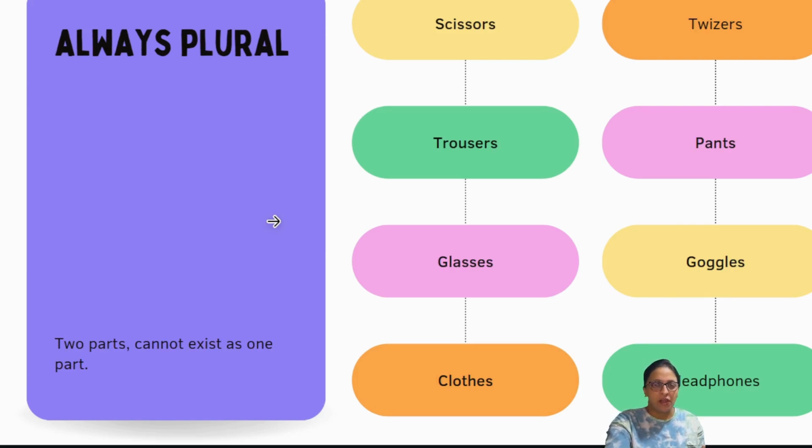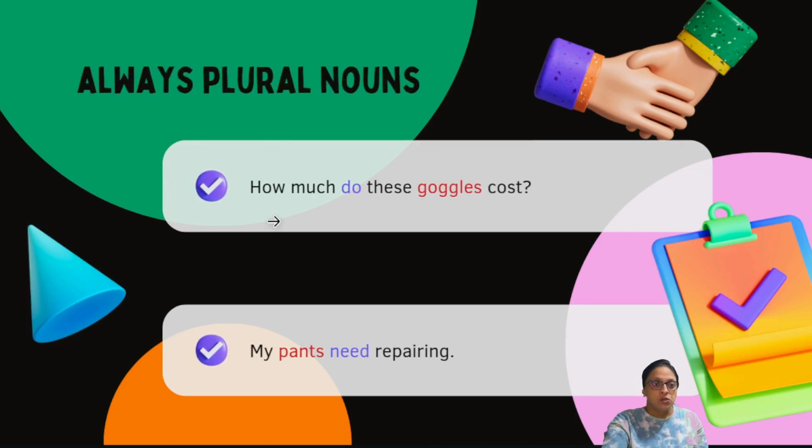Okay. So let's find out some sentences. How can we construct sentences with them and use them with plural verbs? So check this out. How much do these goggles cost? Which is the verb here? Do. And goggles is the subject, or the noun. So goggles here is a plural noun which has taken a plural verb, do. We are not saying, how much does this goggle cost. We don't say goggle, we say goggles. How much do these goggles cost?